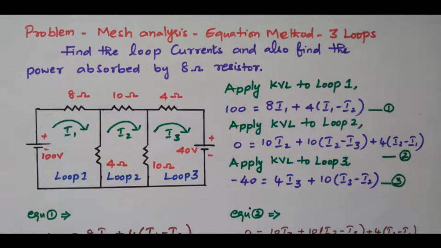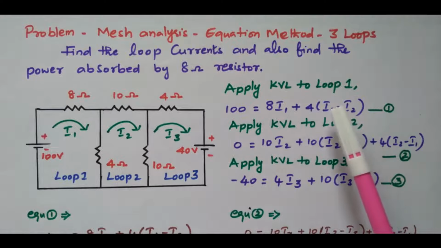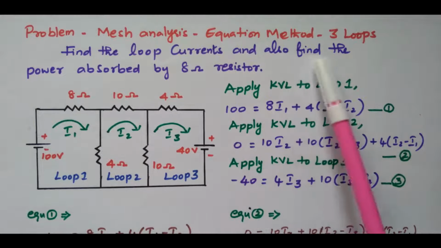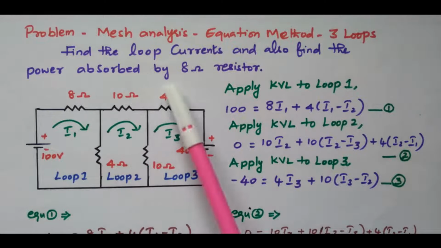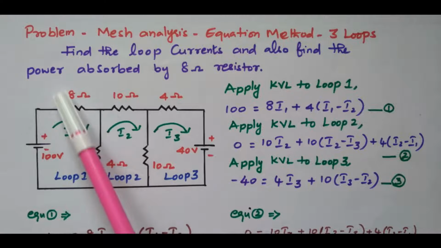Welcome viewers. In this video we'll see a problem based on the mesh analysis by equation method containing 3 loops. The question is: find the loop currents and also find the power absorbed by the 8 ohm resistor. Consider this diagram. The circuit network is available. We need to find the loop currents I1, I2, I3 and also the power absorbed by this 8 ohm resistor.